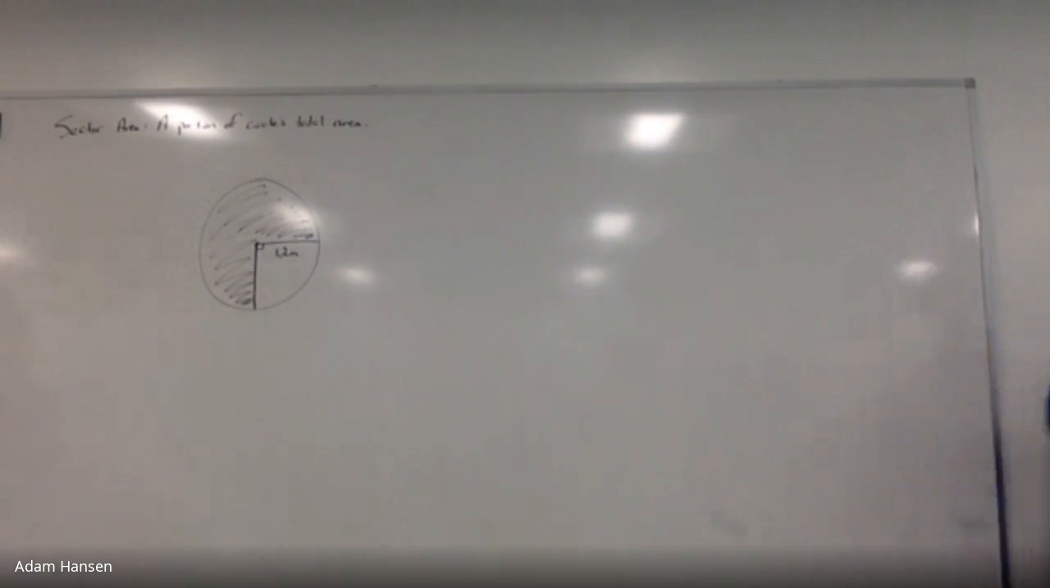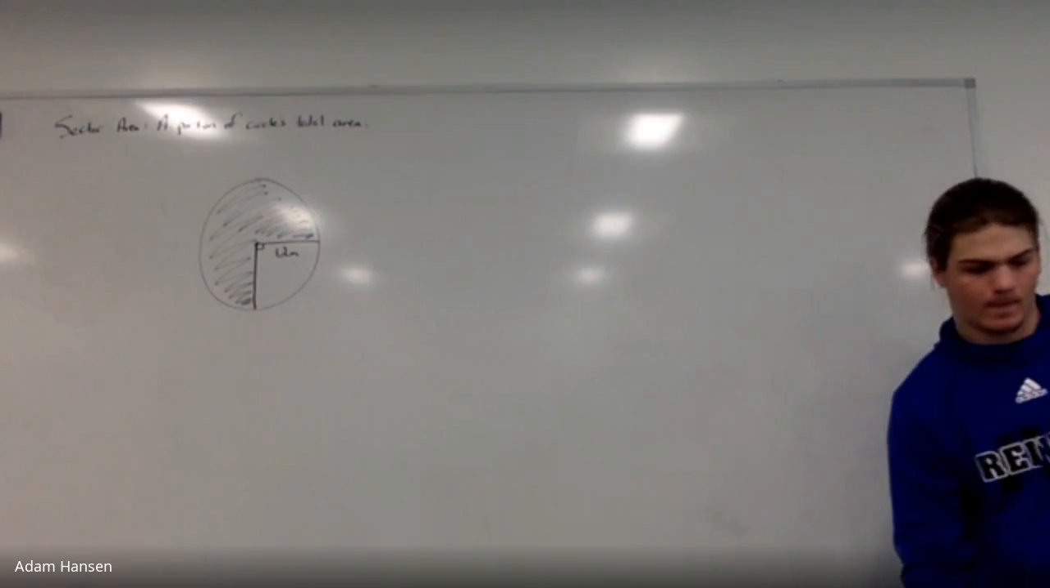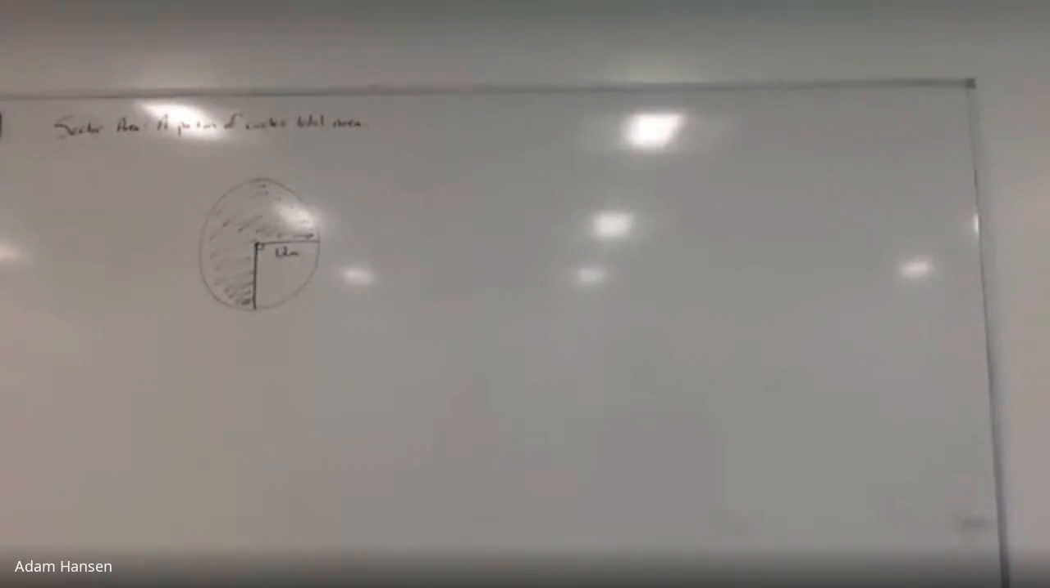What I want to focus on today is how to find the area of a sector of a circle, keeping in mind that it's just a portion of the total area, and we can use those same proportions from yesterday to find that missing area.